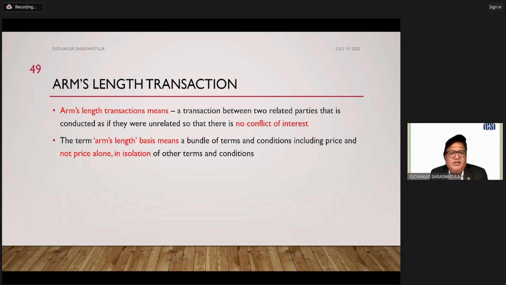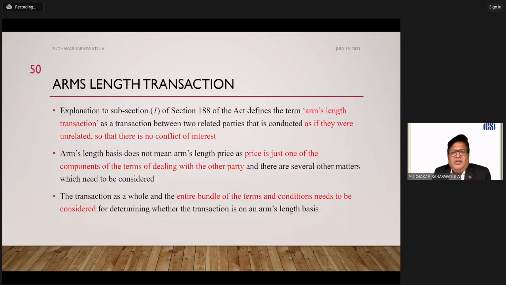Let us see again how this comes about. The explanation to subsection 1 of Section 188 defines the term arm's length transaction as a transaction between two related parties that is conducted as if they were unrelated so that there is no conflict of interest. So that means the transaction should be above board. The transparency should be there. These are the two primary requirements. As I mentioned to you, price is just one of the components of the terms of dealing with the other party. There are several other terms which may be there.